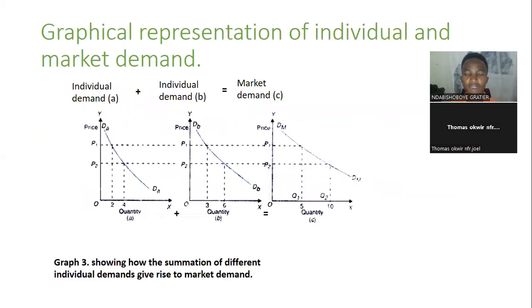It can be graphically represented as shown here. Are you able to see the graphs? So graph A plus graph B gives us the total market demand in graph C. Part A is the individual demand. When you add individual demands, we get what we call the market demand.